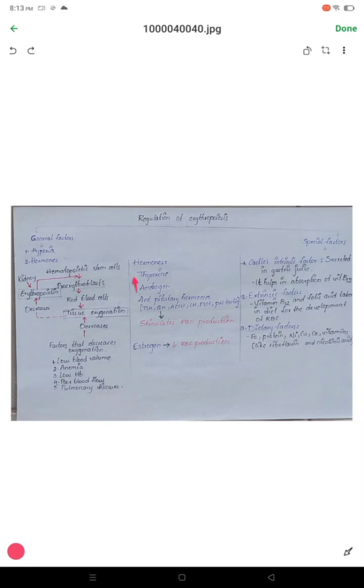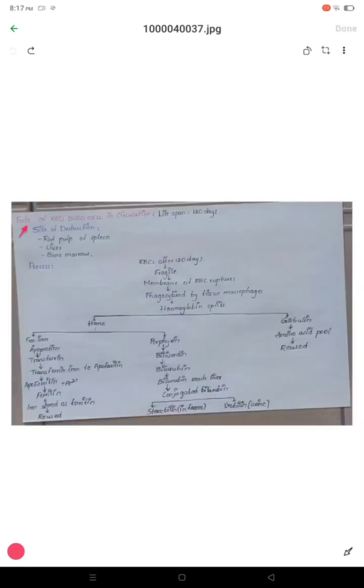We will know the fate of the red blood cell in the circulation after it completes its lifespan of 120 days. And first we have to know where the destruction occurs. Where is the place where the destruction of the RBC takes place? Mainly it occurs in the red pulp of the spleen and liver, and sometimes in the bone marrow. Now we know where the destruction occurs. Now we have to know by which process the destruction takes place.